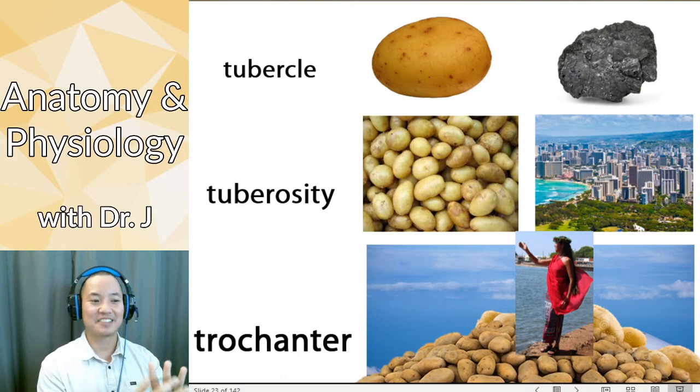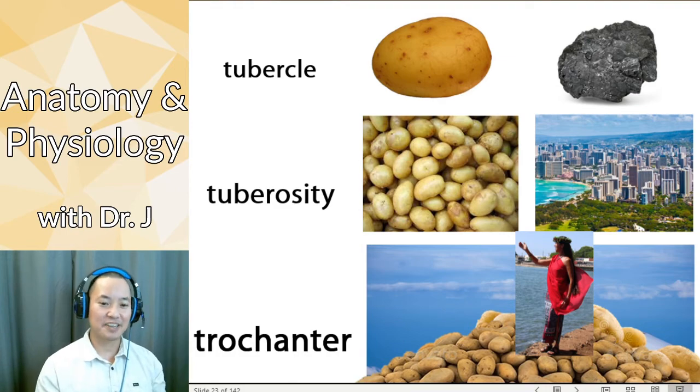Again, a mountain is bigger than a city. Tuberosities are bigger than tubercles. Again, a city is bigger than a coal. That's how I memorize their relative sizes. So tubercle is smallest. When you have a bunch of tubers together, they form a tuberosity. When you have a mountain of tubers, you have a trochanter.